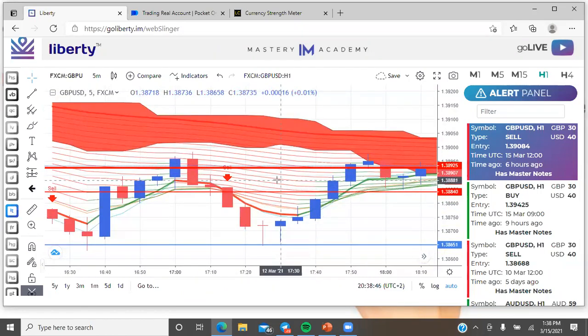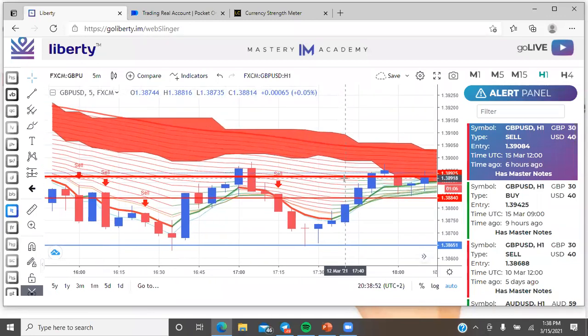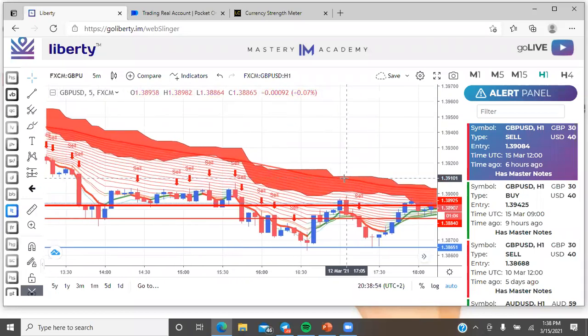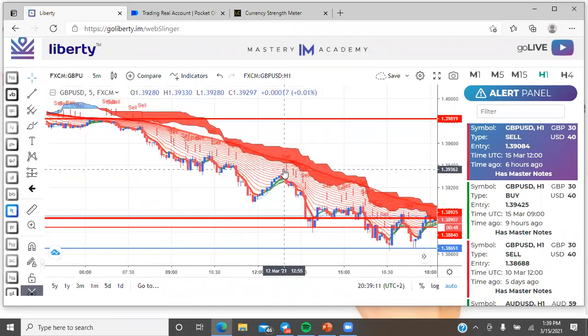So dealing with Web Slinger, Nez, it says has master notes. That means Nez actually wrote on our scanner. So if you didn't know, on Liberty the educators are able to mark up your charts for you too. I didn't do the red lines that you see, some of the stuff that you see, the red incline right here, right? Nez put that. I didn't. The educators actually wrote that.